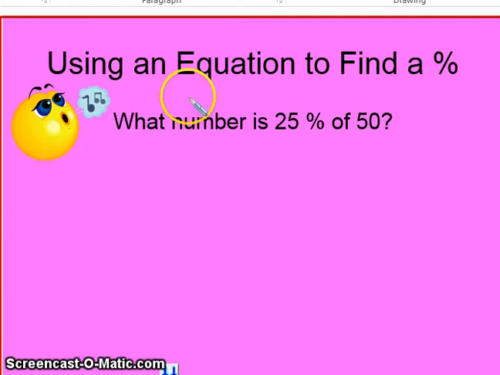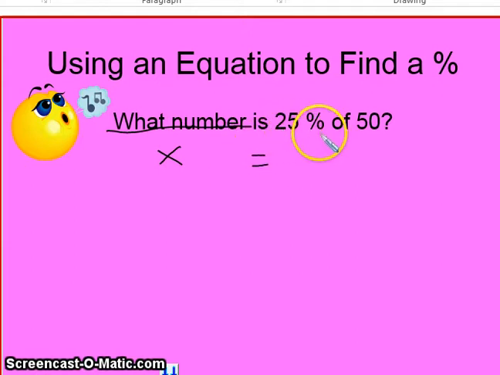So this says, what number is 25% of 50? This is an example that needs to be in your notebook, by the way. Whenever we see "what number," that tells us there's a number we don't know, so we can use a variable. I'm going to call my variable x. Then it says "is." Now "is" is a word that we use to mean equals.